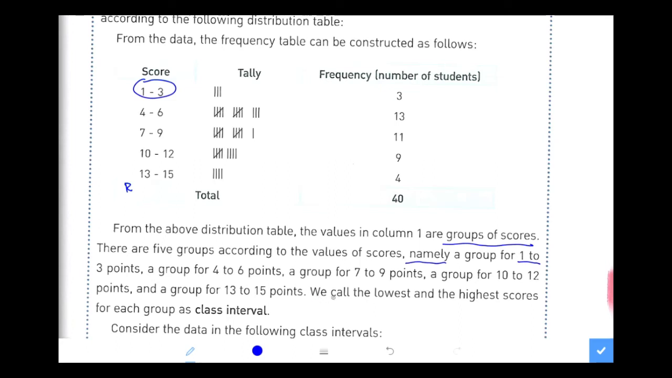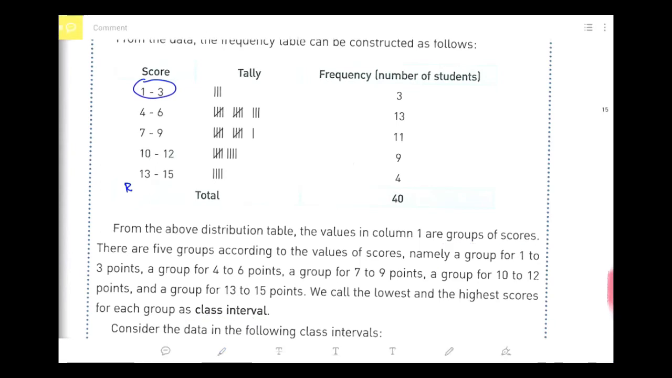We call the lowest and the highest score for each group the class interval. Okay, so we have a new keyword, something called a class interval. The lowest and the highest. Maybe I want to pick this one up. 7 is a class interval, 9 is a class interval. Class is like one line, one group. So 7 is a class interval, 9 is a class interval, 10 is a class interval, 12 is a class interval.